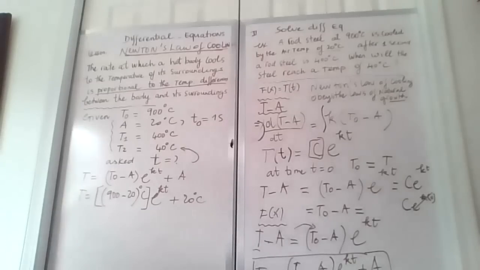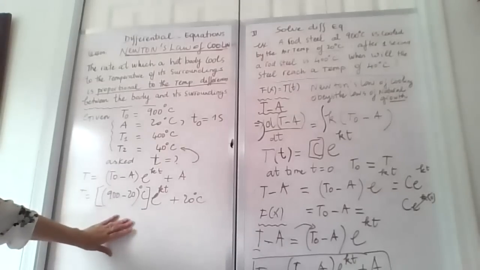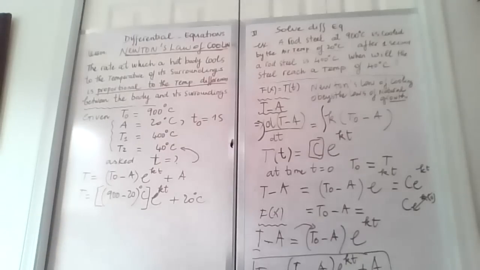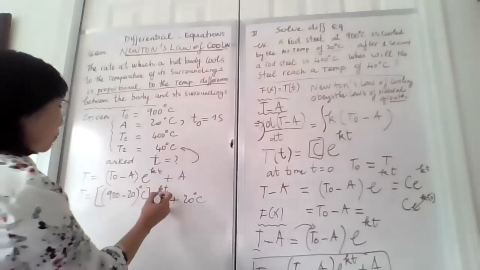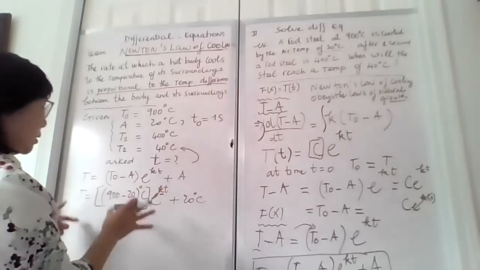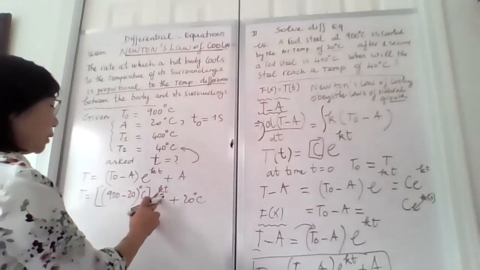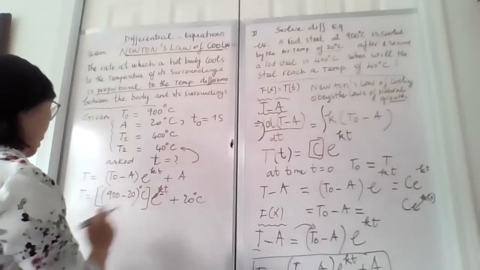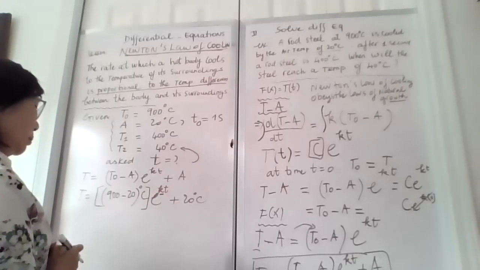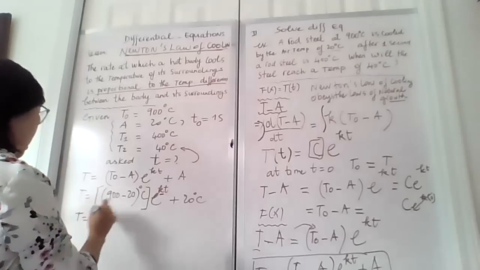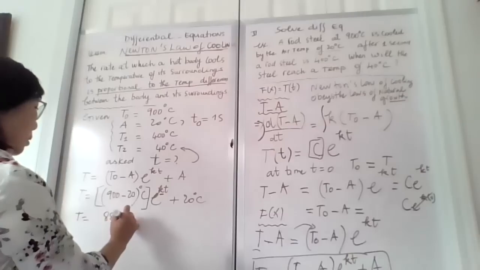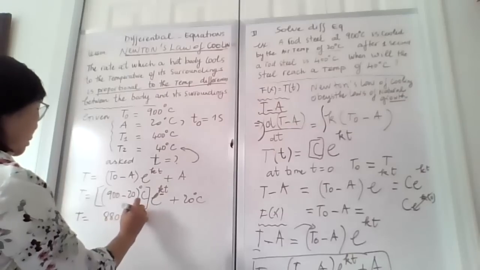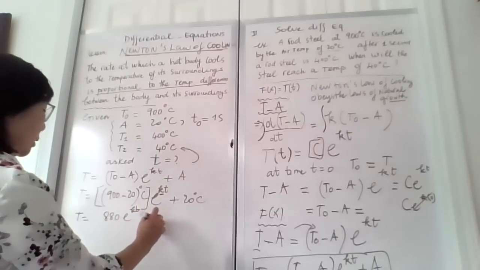So now we're going to solve this. And how do we solve it? We're going to solve for K in this scenario. We don't know what the K is here, so we're going to find K. So let's do it step by step. 900 minus 20 is 880, e^(kt), plus 20.